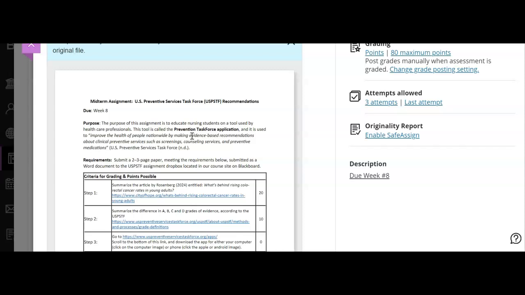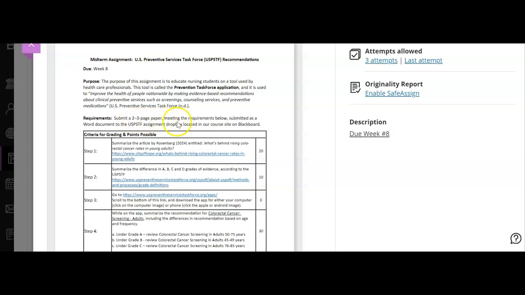So again, we've been focusing on health promotion, but remember the title of this course is Health Promotion and Prevention. So we're looking at preventive services such as screenings, counseling services, and preventive medications. So this is a group of physicians that have come together. They read the research, they go through it all, they come together every couple of years to update these recommendations. And you're going to do a 2 to 3 page paper going through these steps.